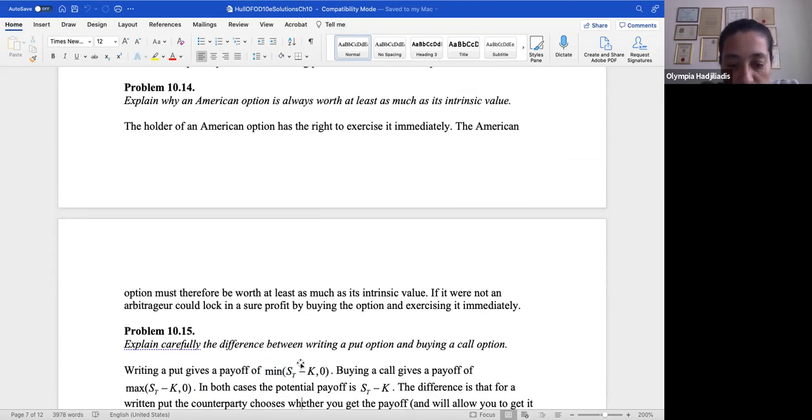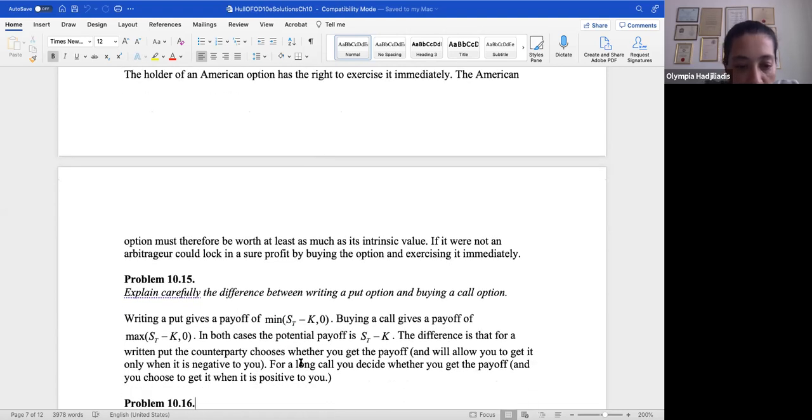Explain carefully the difference between writing a put option and buying a call option. Writing a put option gives a payoff of the minimum of ST minus K and 0, because it's minus the maximum of K minus ST and 0, basically. Buying a call gives a payoff of the maximum of ST minus K and 0. In both cases, the potential payoff is ST minus K.